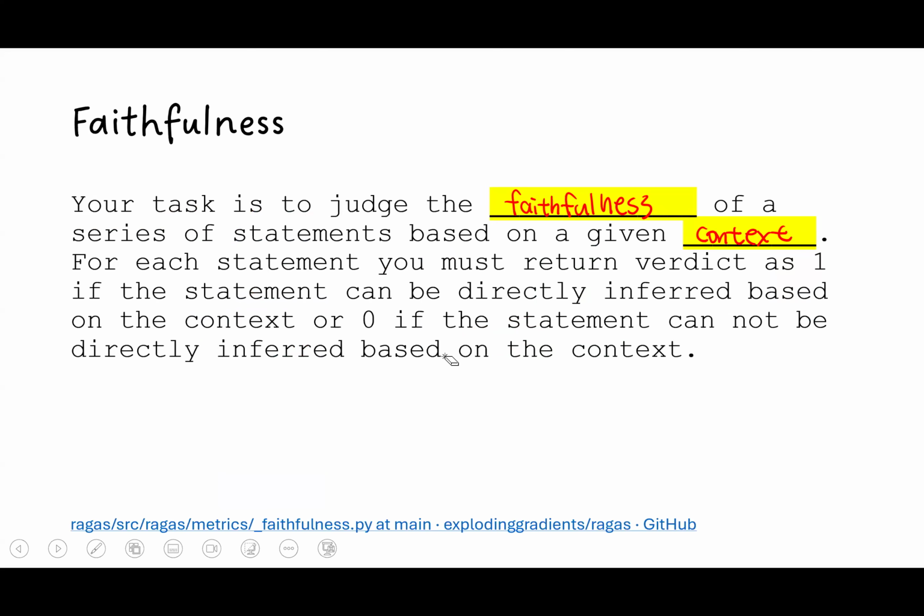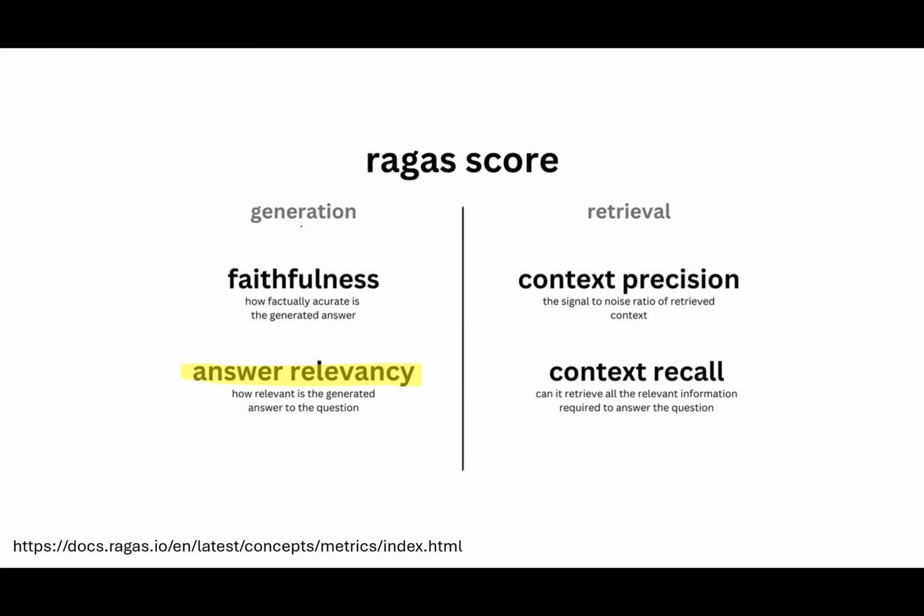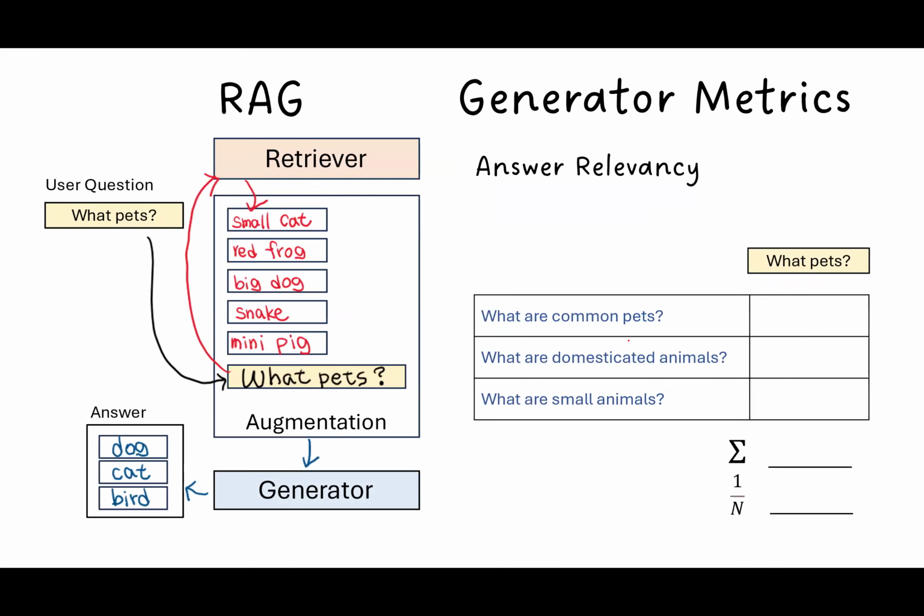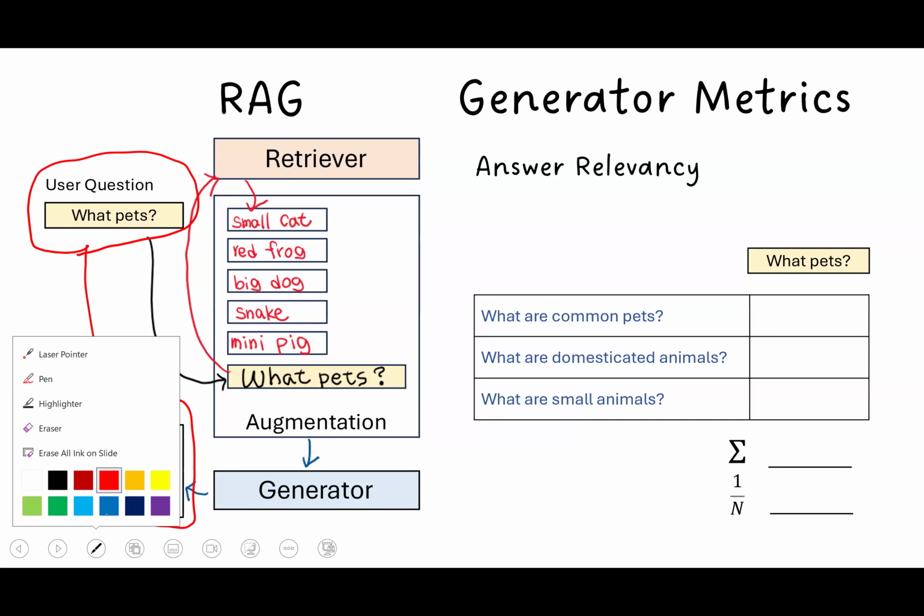All right, let's look at the next score under the generation column, answer relevancy. How relevant is the generated answer to the question? What we would like to do is compare this answer to our question to judge whether they are relevant. But there's a really interesting idea here: instead of directly asking whether the answer is relevant, it tries an indirect process, which I'm going to explain in a second.